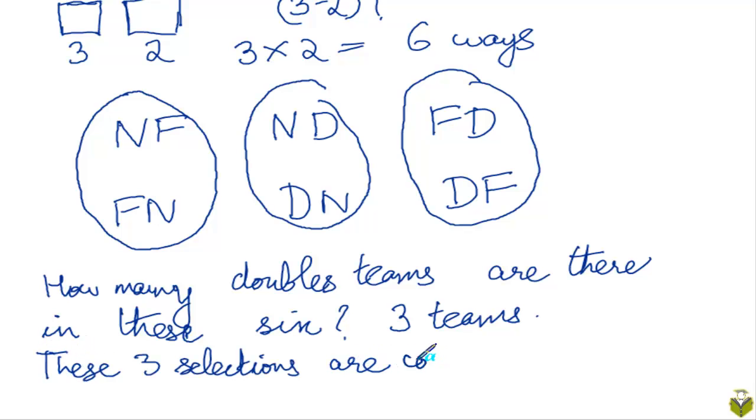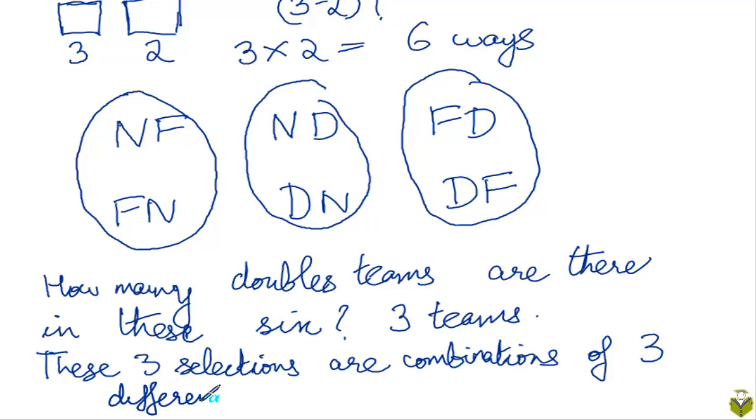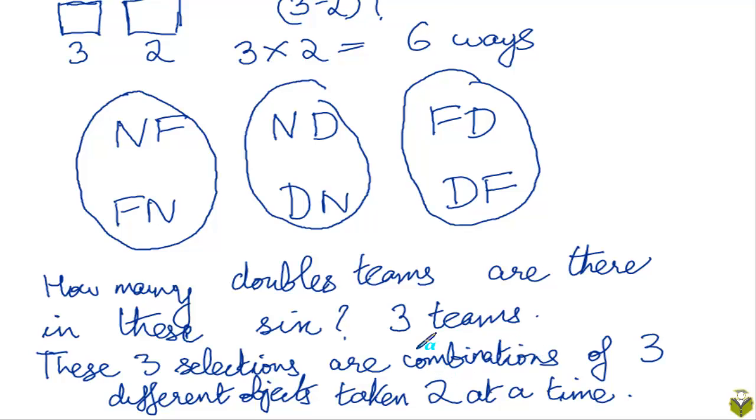are combinations of 3 different objects taken 2 at a time. So this is very important. They are combinations of 3 different objects taken 2 at a time. So these are the combinations.